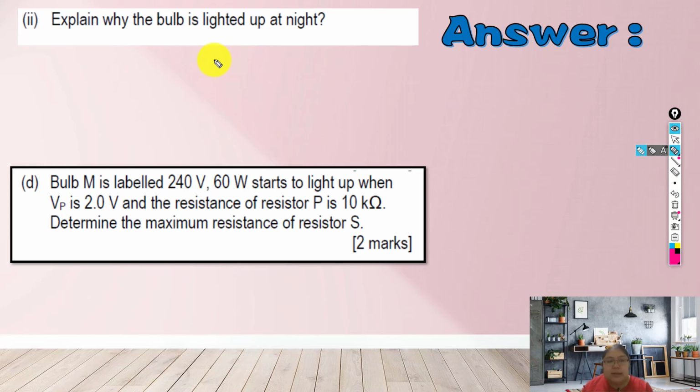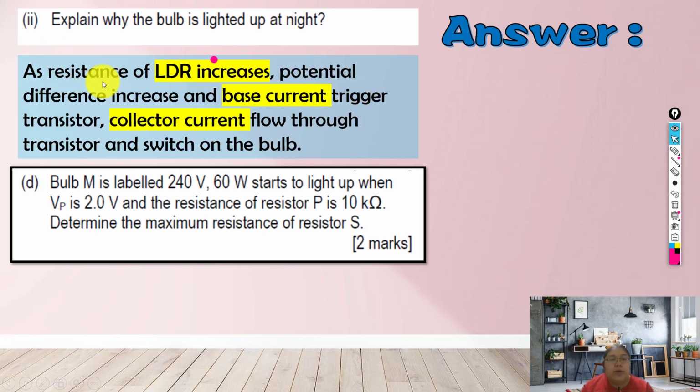Okay, let's see the answer. As the resistance of the LDR increases, the potential difference across the base increases and the base current will trigger the transistor. From here, the collector current flows through the transistor and switches on the bulb. So you must mention the resistance first. Number 2, the potential difference increases, then the base current. After that, you must say the collector current flows, then the bulb lights up. So this is the LDR function during the night.